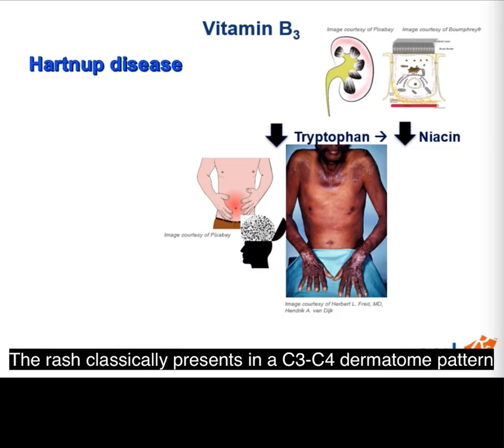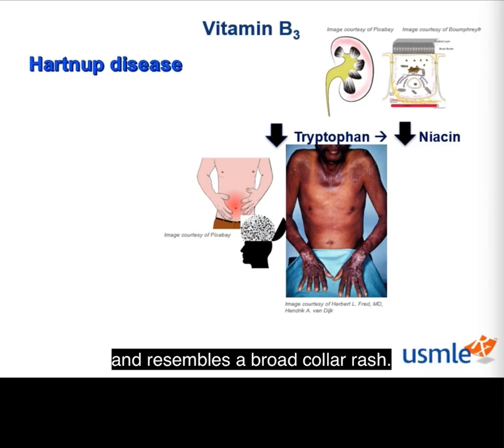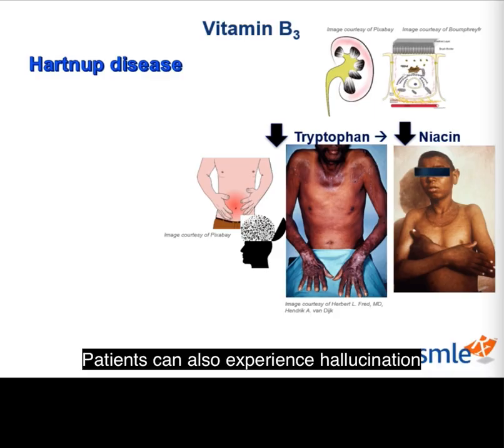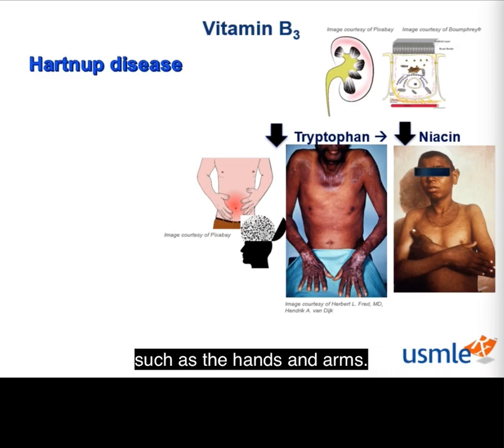The rash classically presents in a C3-C4 dermatome pattern and resembles a broad collar rash, which you can see more distinctively in this image here. Patients can also experience hallucination and hyperpigmentation of sun-exposed limbs, such as the hands and arms. Treatment is with a high-protein diet and administration of niacin.